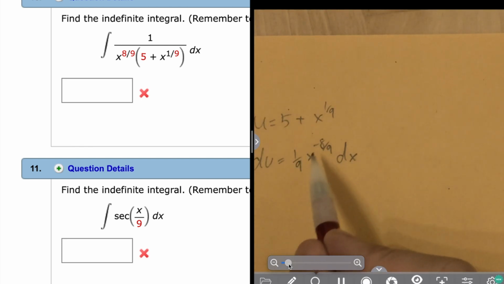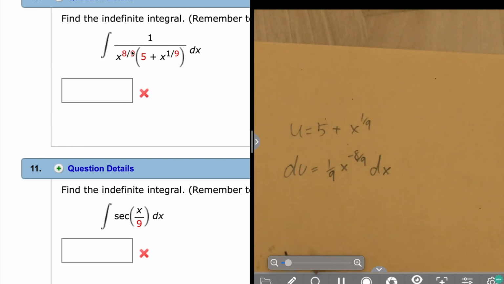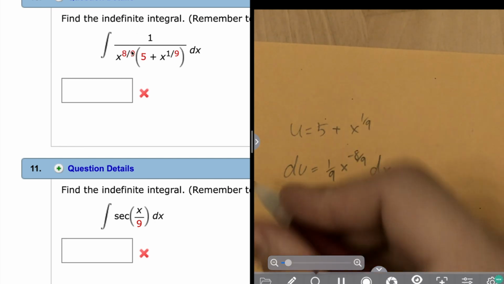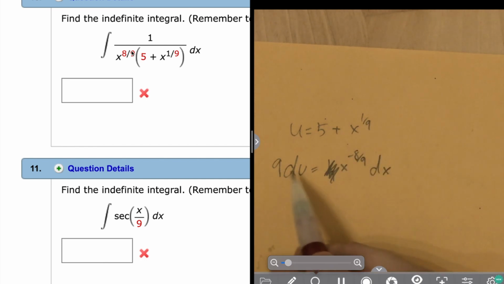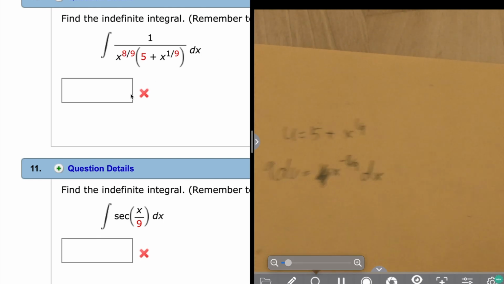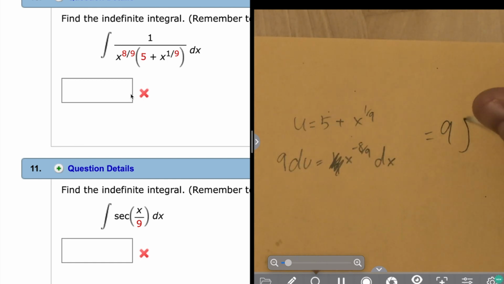So in other words, this is what I have in my integral. What I don't have is a 1/9, so I must have a 9 multiplying to both sides. So in other words, 9 du is what I have in this fraction. I've got x to the 8/9 in the denominator and a dx multiplying out front. Great. So it turns out that this whole thing is just the integral of 9 du over u, which is once again ln.